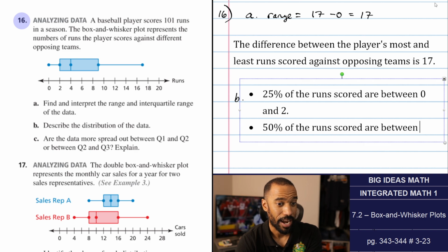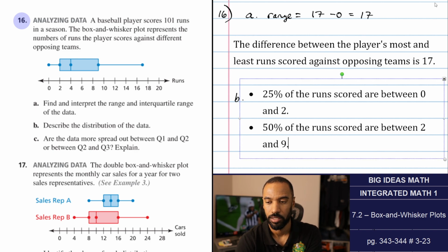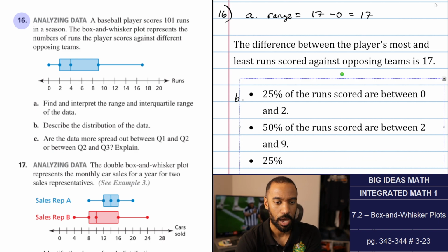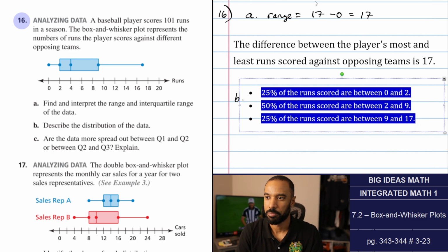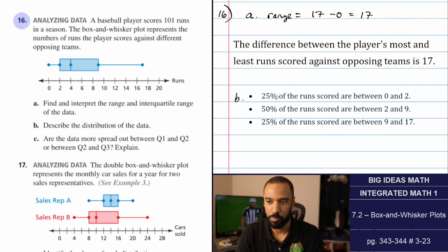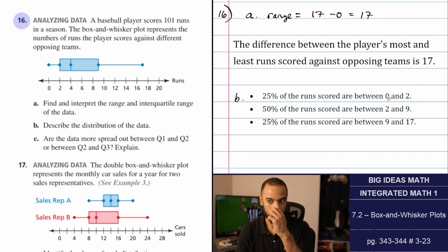This is 2 and 9. And then 25%, the upper 25, are between 9 and I think it was 17, right? 17. There it is. Okay. Let's minimize that again. So that's our distribution of the data, which shows, again, more densely packed.